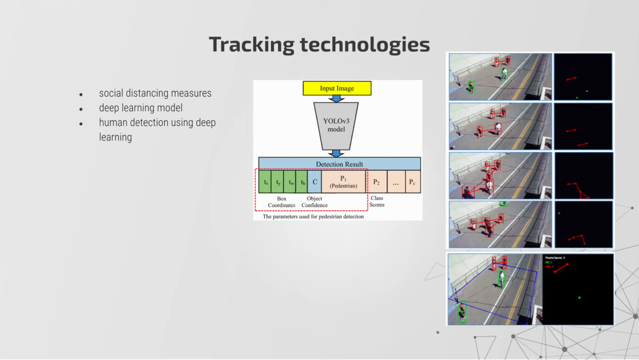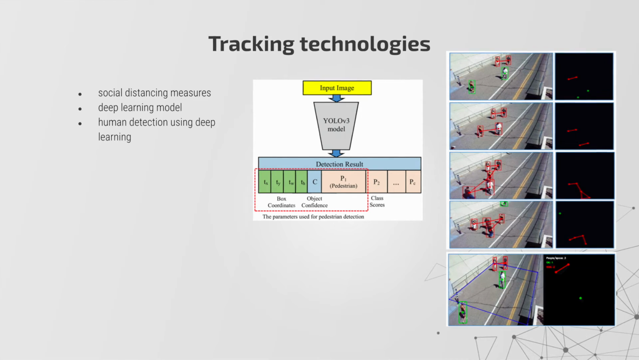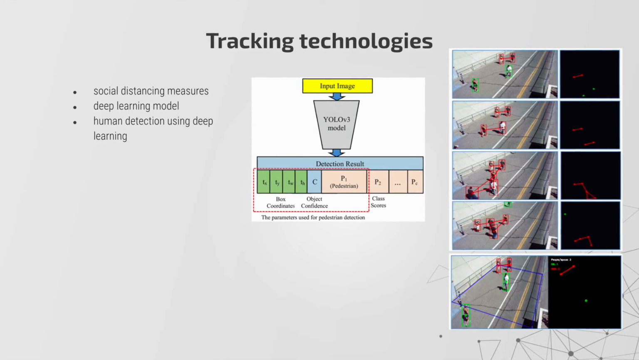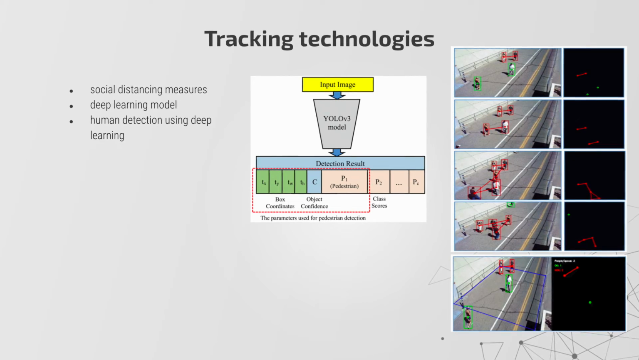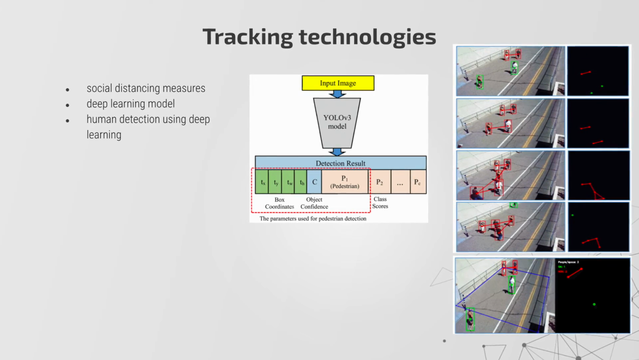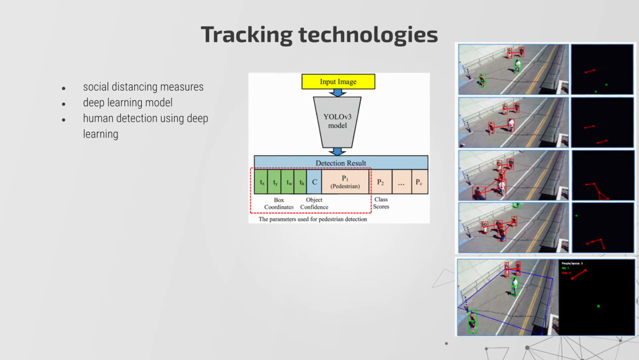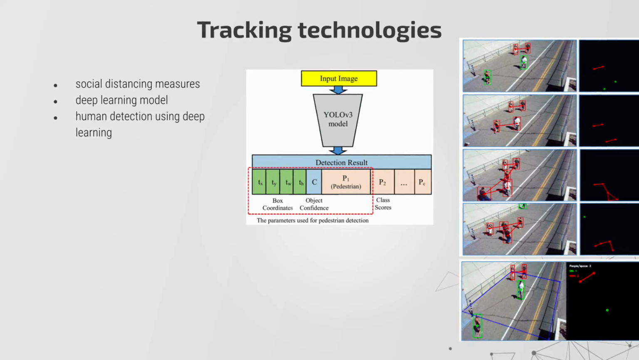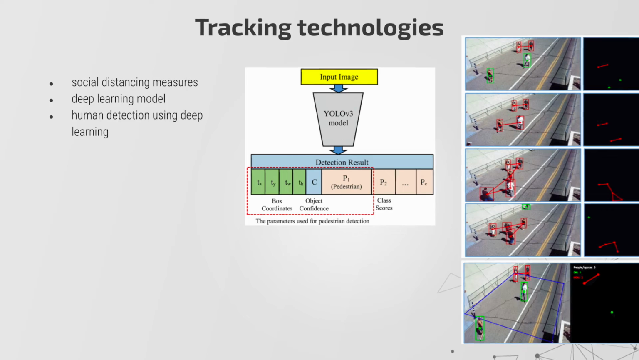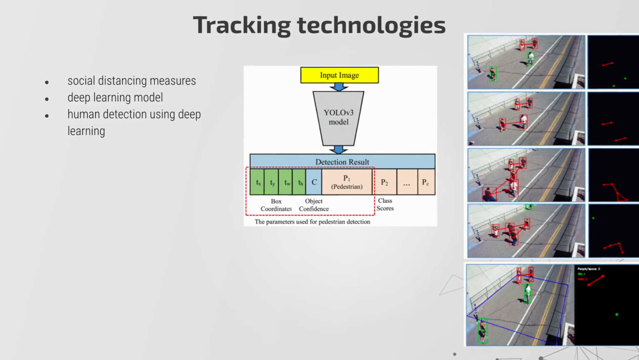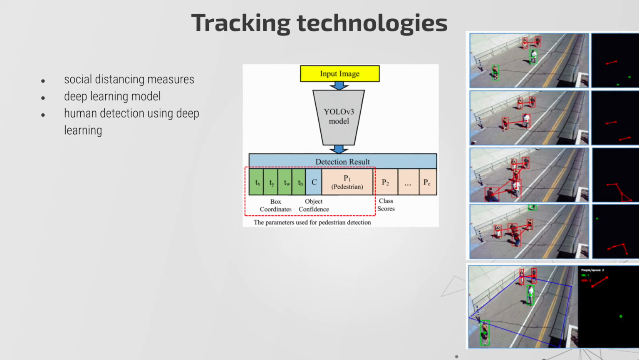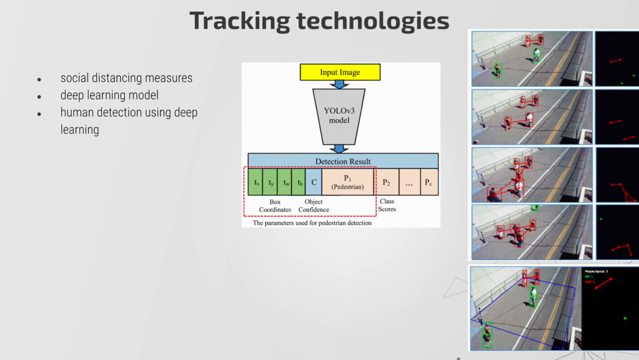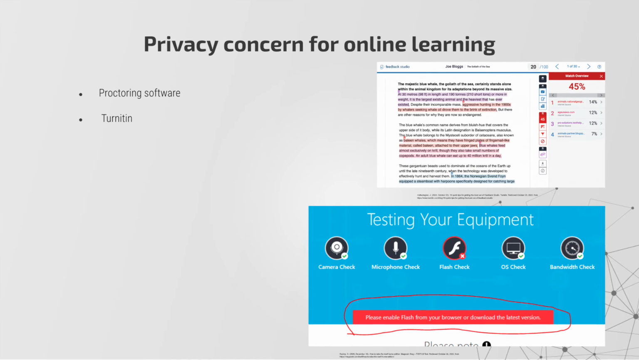My second research is about tracking technology. It shows the social distancing measure. It used a deep learning model to detect humans. The visualization results show that this tracking method is capable of determining the social distancing measure between people, which can be further developed for use in other environments such as office, restaurant, and school. This will raise a very big privacy concern. We can see from the picture that it is directly taking film of people, which is a very big privacy concern. There are also privacy concerns for online learning.